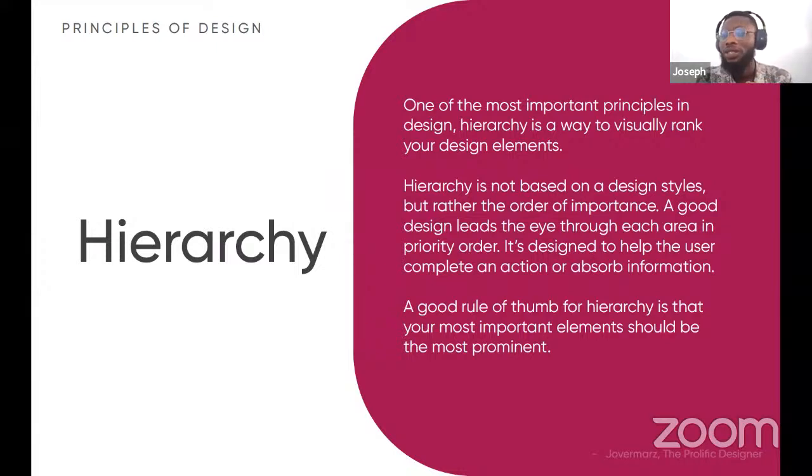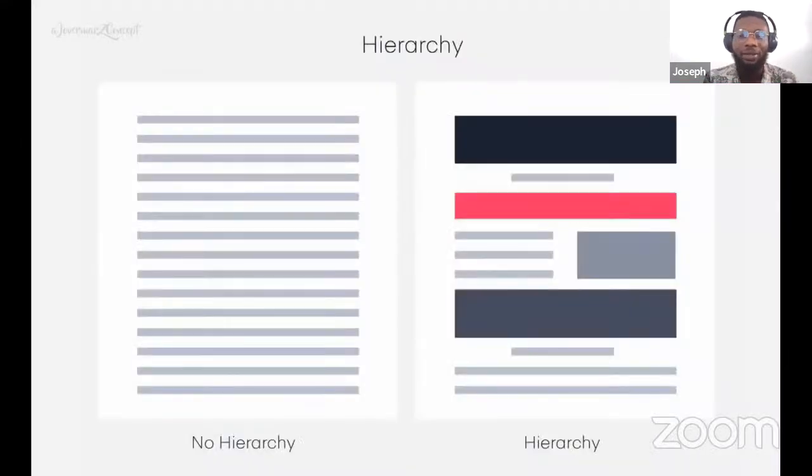Hierarchy majorly is just arranging items in order of importance in your design, from what the audience needs to see first to what they need to see next, and to the next. It's just order of importance and priority, from big to small, from small to big, like that. That's hierarchy.